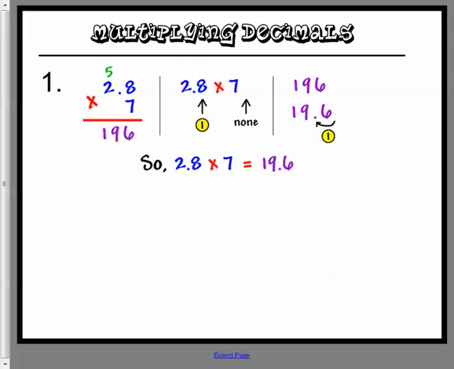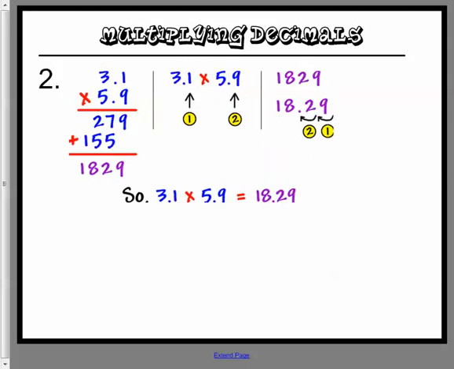Okay, let's look at another one. 3 1/10 times 5 9/10. Let's go through and multiply like we know how to do. 9 times 1 is 9, and 9 times 3 is 27. Bring down your 0 to hold the place value because this is really a 50. And 5 times 1 is 5. 5 times 3 is 15.